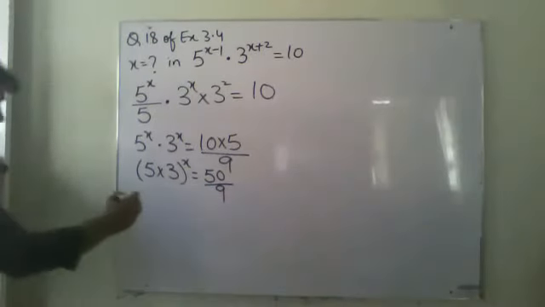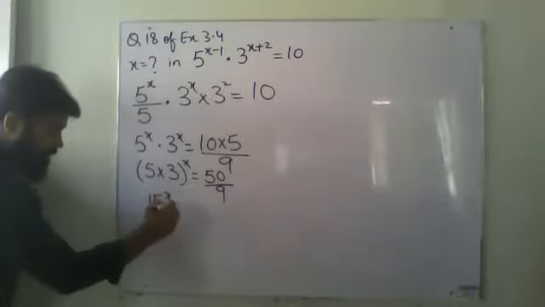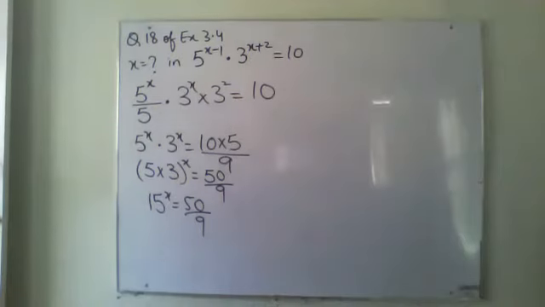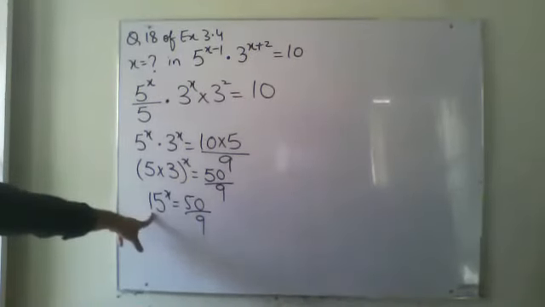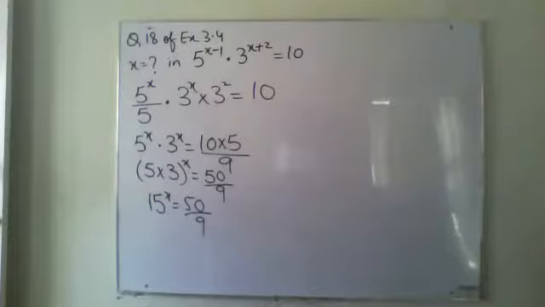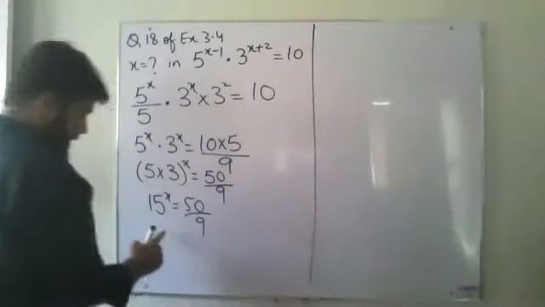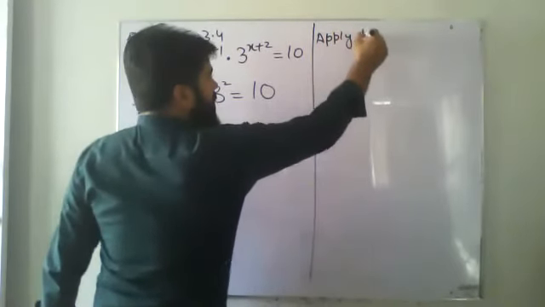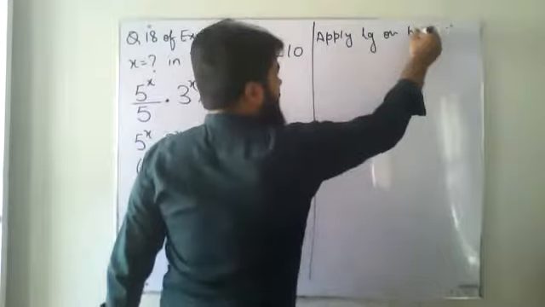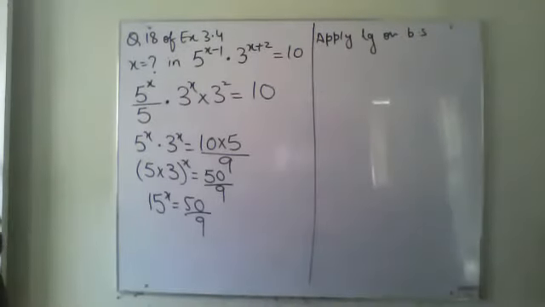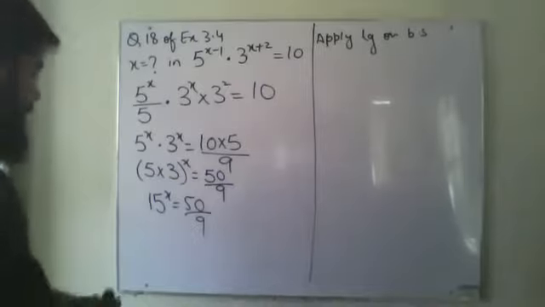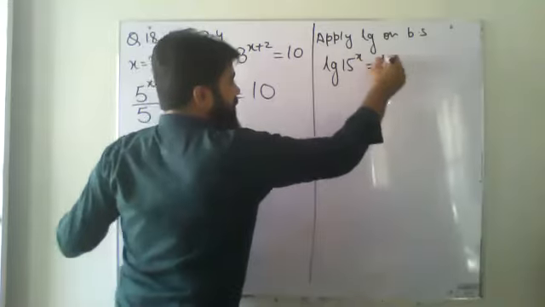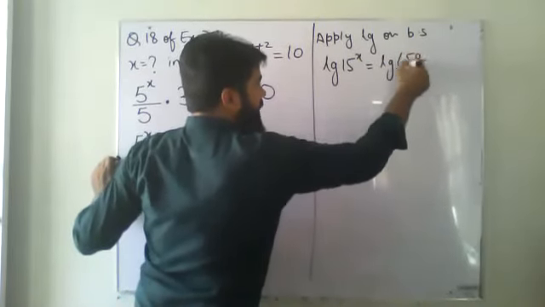Okay, 15x equals to 50 over 9. I can't do anything else over here. Single base with power x is given. I will directly go for, now no exponential is given. Apply log on both sides. Apply log on both sides, and then when I will apply log, this will become LG 15x equals to LG 50 over 9.